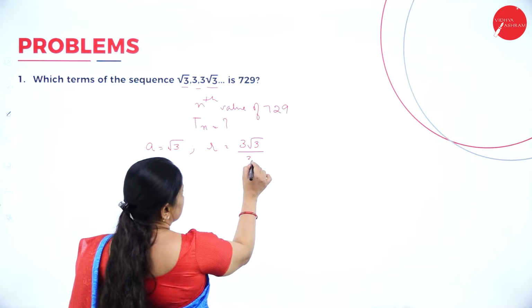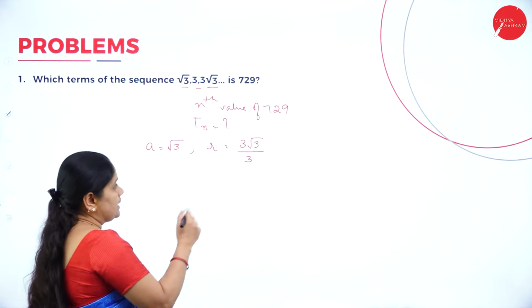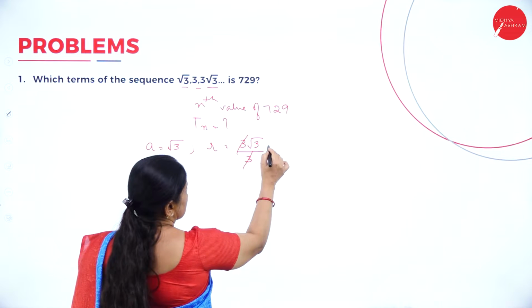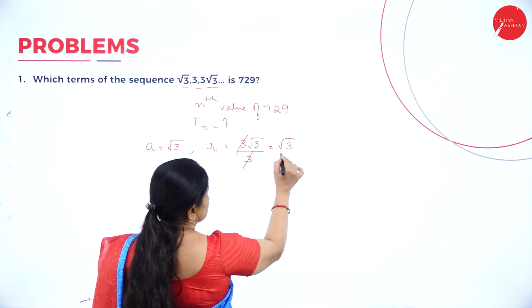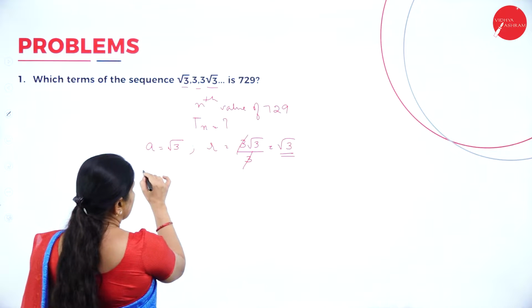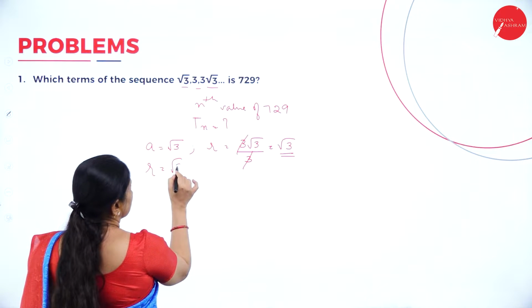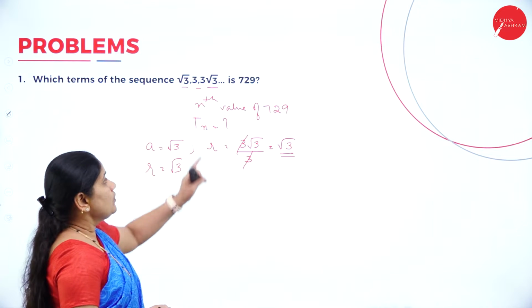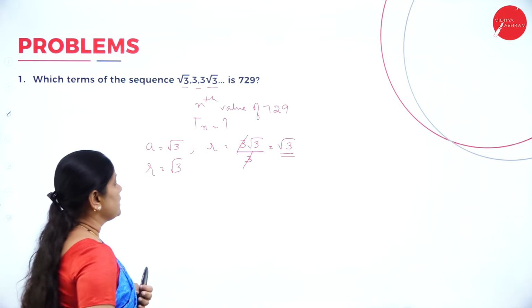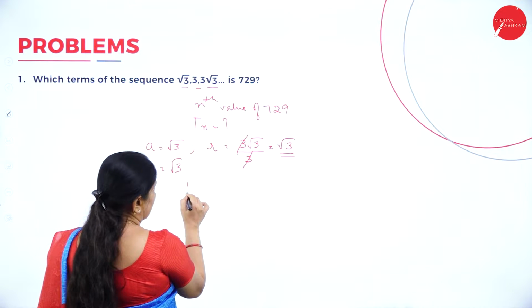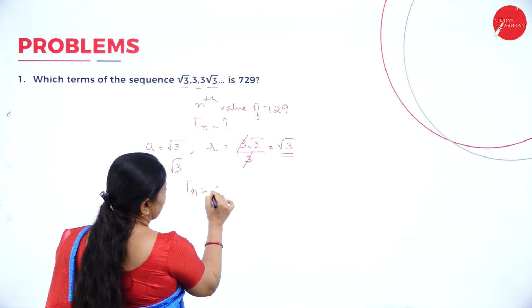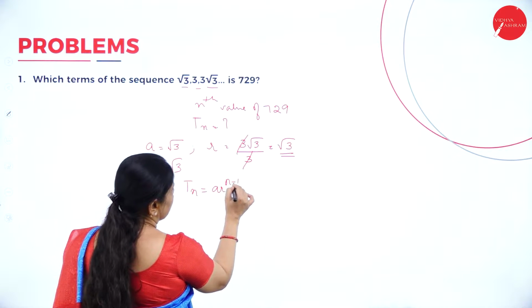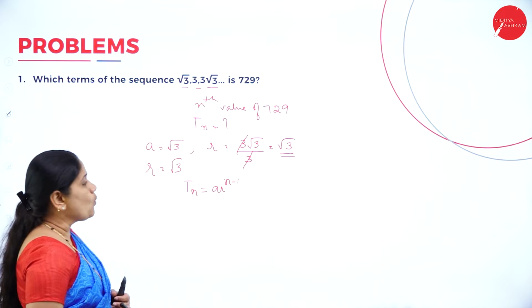The previous number is 3, so I divide these two numbers. I get the answer as root 3. So R equals root 3. A is also equal to root 3. Now we have to find Tn. The formula is Tn equals AR to the power of n minus 1.